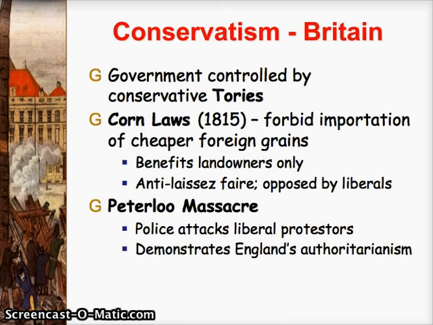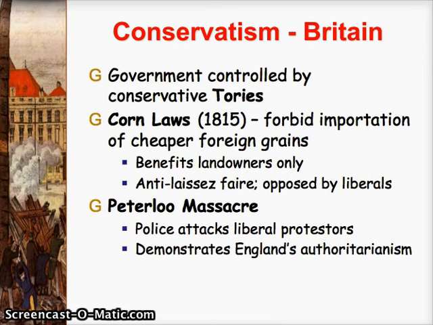This is also going to result in a government tightening over the press. It's going to prevent mass meetings and organizations for fear that there are going to be more liberal revolts against the government. And you're going to see that by 1820 or so, England is going to be turning more conservative to try to stop any kind of liberal revolts. All right, so that's England.